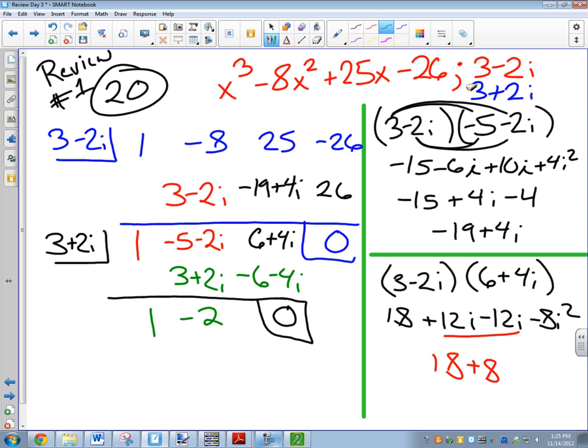I've got 1 and negative 2. What's that mean to me? x minus 2. x is 2. There's my answer.